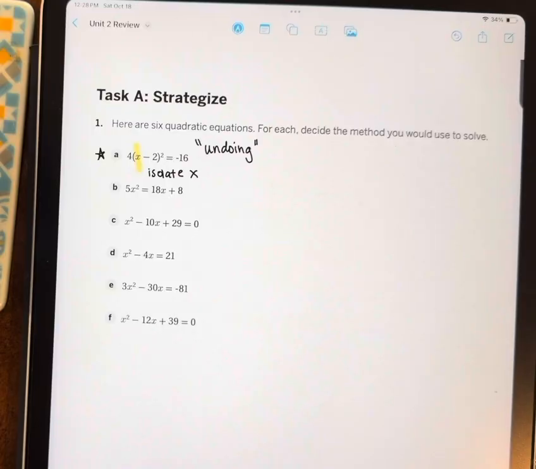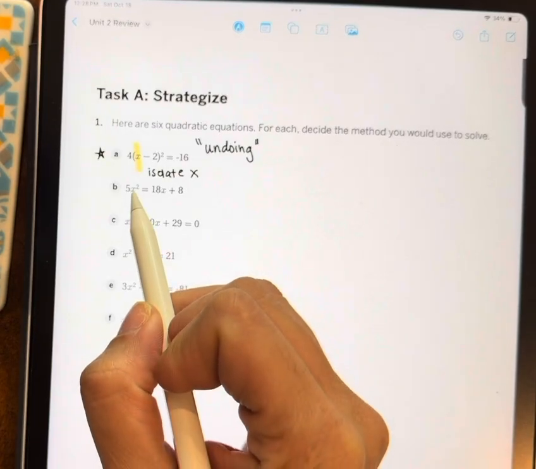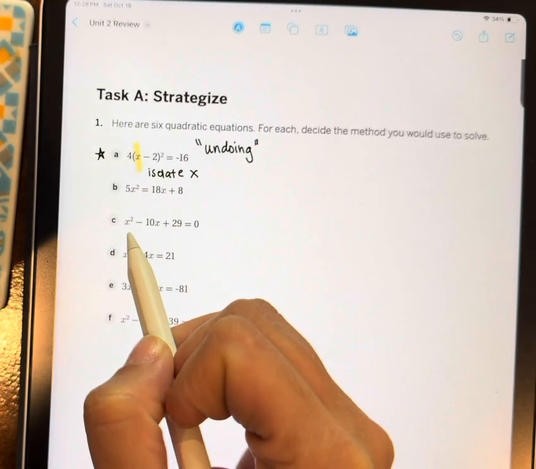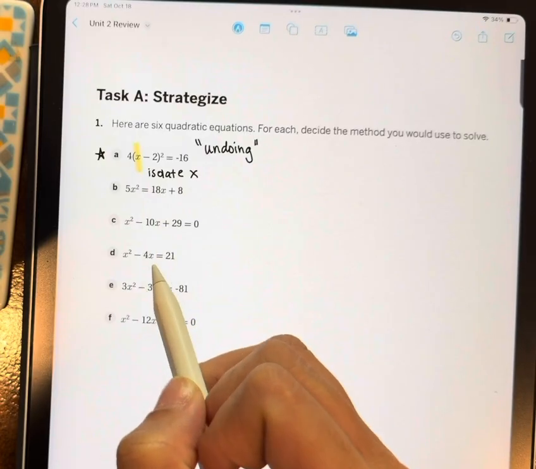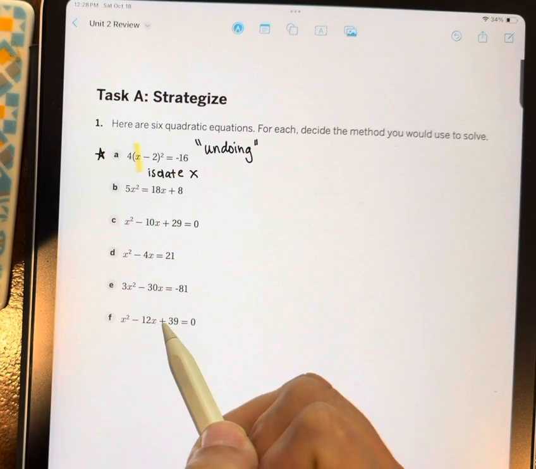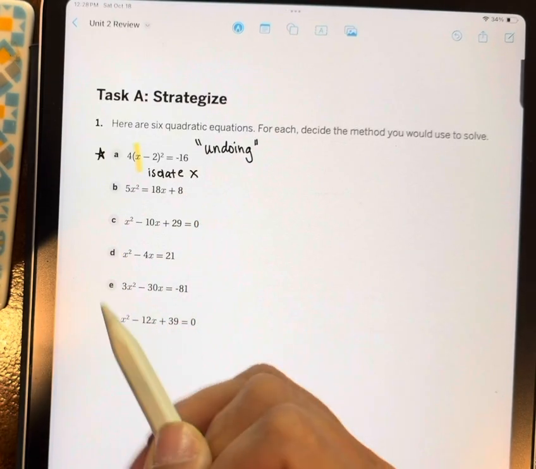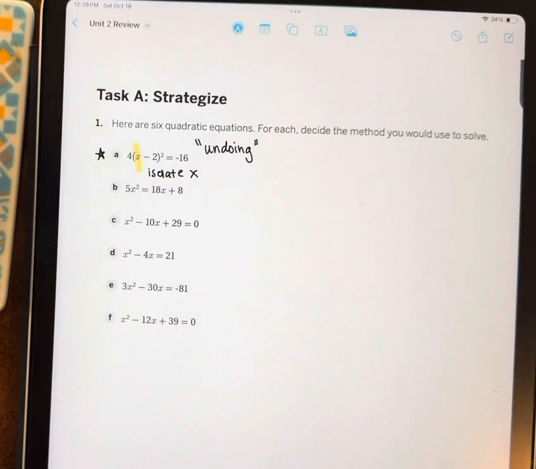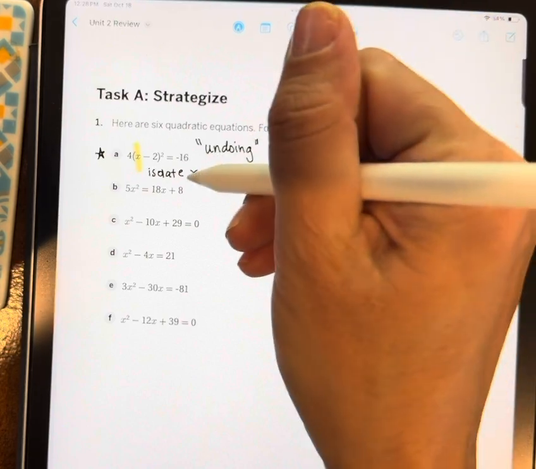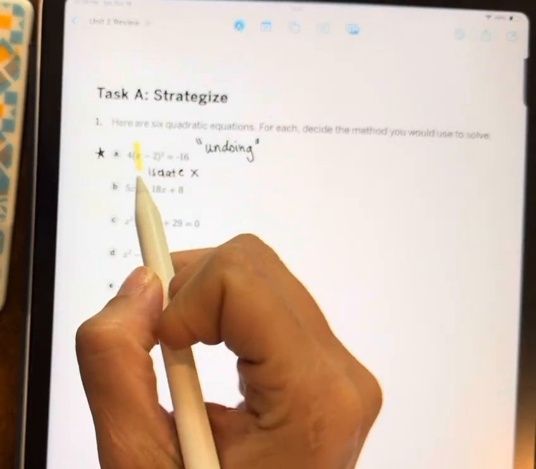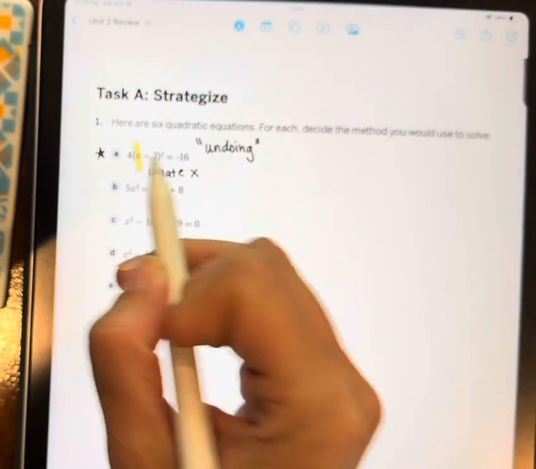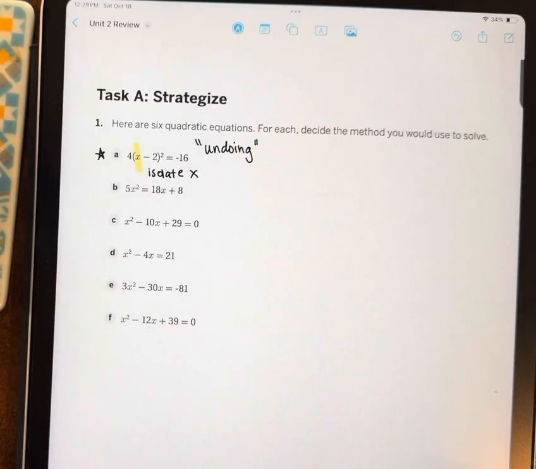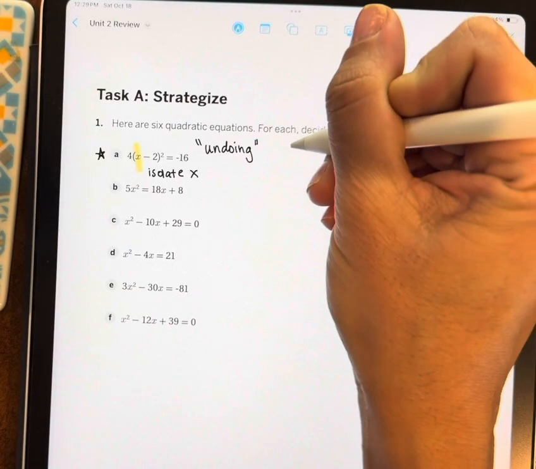But look at all the rest of these. X squared over here, x over here, x squared over here, x over there, x squared x, x squared x, x squared x. These are not uncomplicated x situations. So these all I would not solve by undoing or isolating x. But part A, when you see x like that, that one is very simple, a simple problem to do.